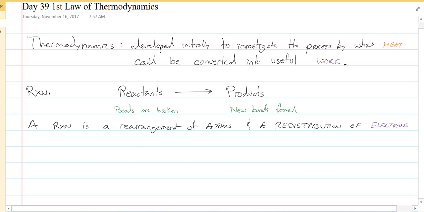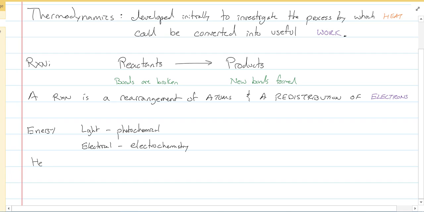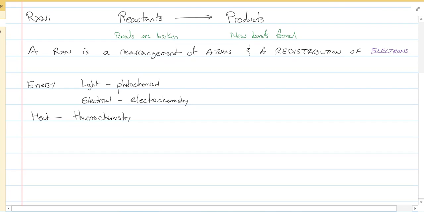And so when we talk about energy involved, there are several. Sometimes there's light, right? So we've got photochemistry. You've got electrochemistry. We're mainly going to worry about heat and thermal chemistry. We're going to focus on heat. We're going to define heat and whatnot.